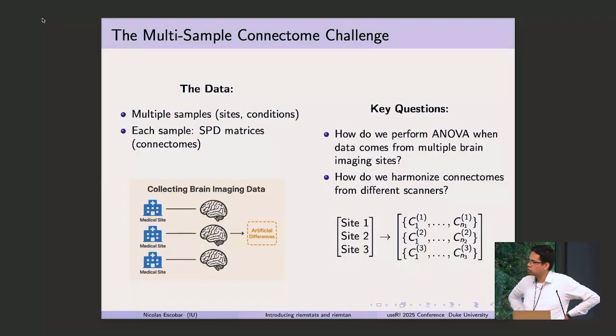And so in that scenario, there are two things that you might want to do. The first thing is to test whether those differences are statistically significant, right? And the way to do that is basically through ANOVA, but you have to be careful about how you do ANOVA. And the other thing that you may want to do is to harmonize, which means to get rid of those systematic differences, right?